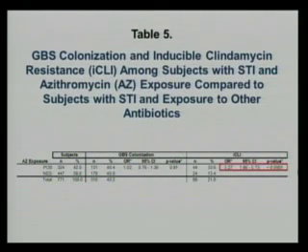Table 5, this is GBS colonization and inducible clindamycin resistance among subjects with STI and azithromycin exposure compared to subjects with STI and exposure to other antibiotics. So if these moms had an STI and were treated with azithromycin, they were not any more likely to have GBS, but if they had GBS, they were more than 3 times more likely to have a clinda-resistant strain. Why is that? We'll talk about that a little bit towards the end of the presentation because we really don't know, but we can make a hypothesis for a future study that can be done.